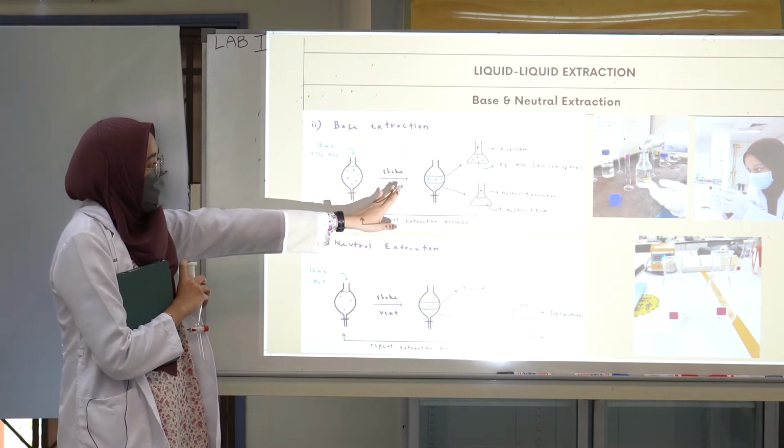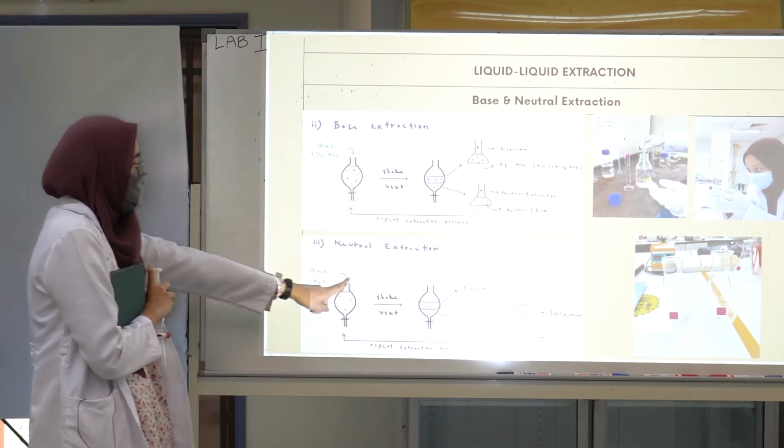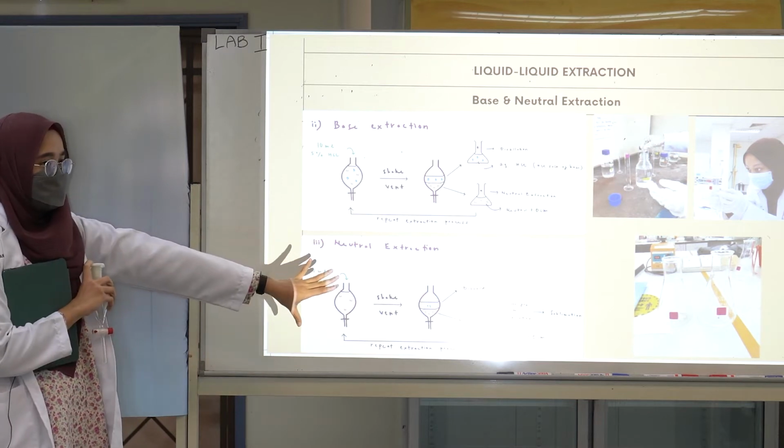So until you get to neutral extraction, where you're going to do the next procedure here.